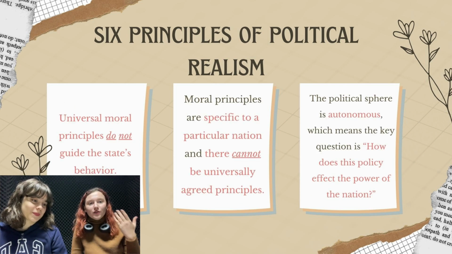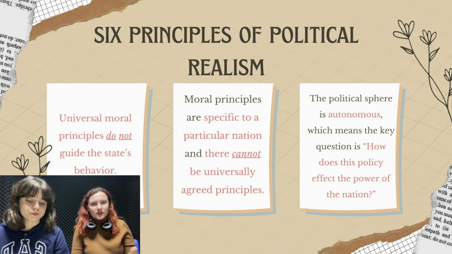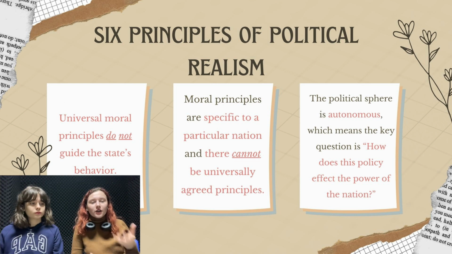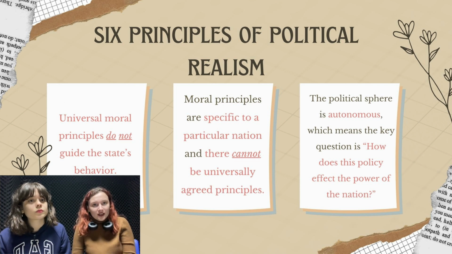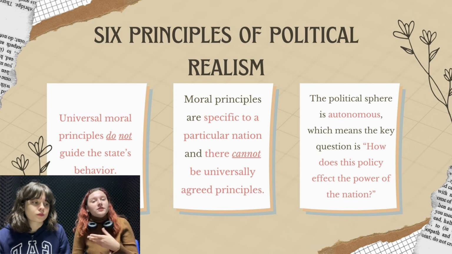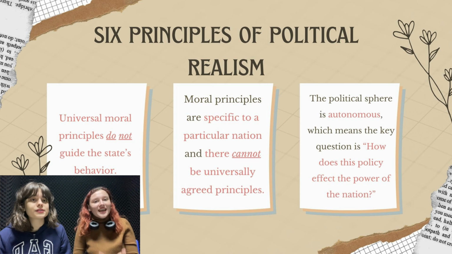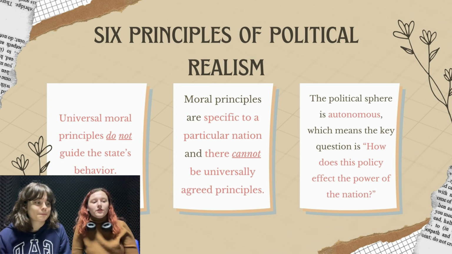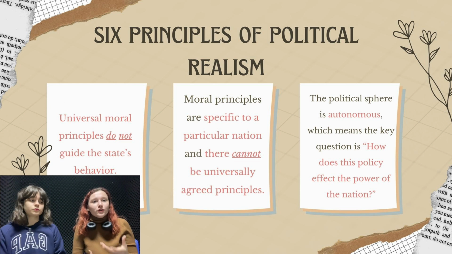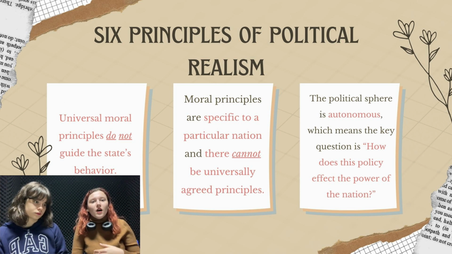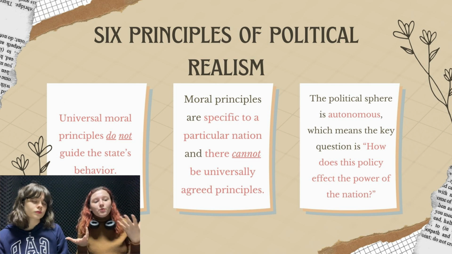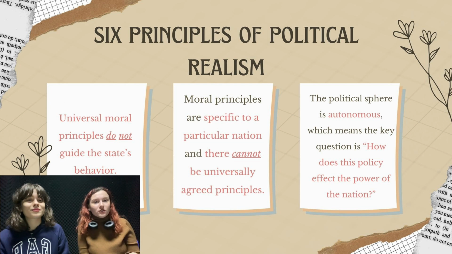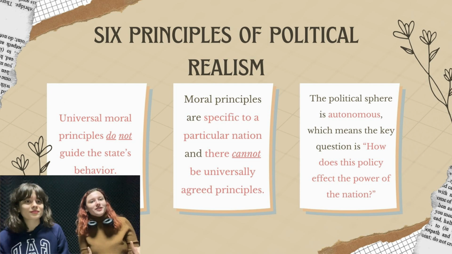So we've talked about the international anarchy, so this is basically it. They believe that there cannot be universally agreed moral principles, and if there is, which we have today, these do not really guide states' behavior, because state is more powerful. And then they believe that the political sphere is autonomous. So when you're doing something in a political area, the key question you need to ask is, how does this policy affect the power of the nation? Which is because you need to prioritize your power.